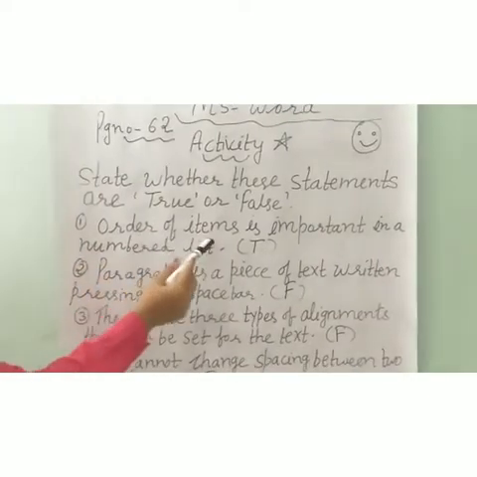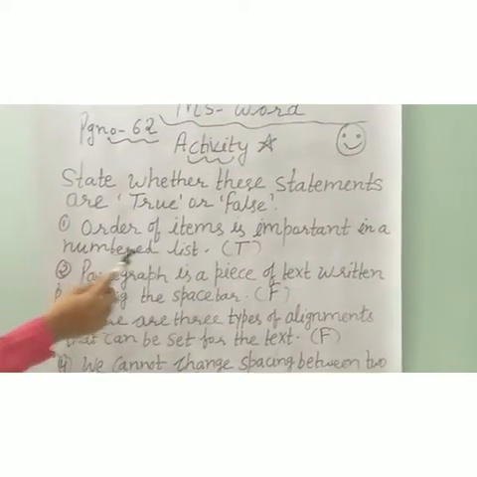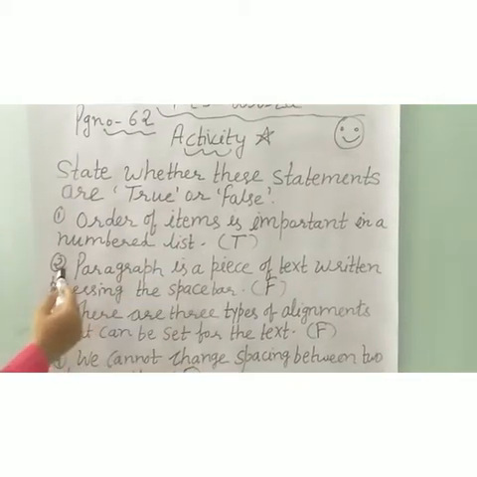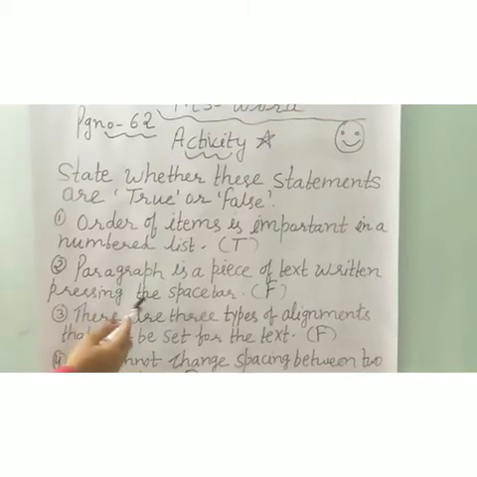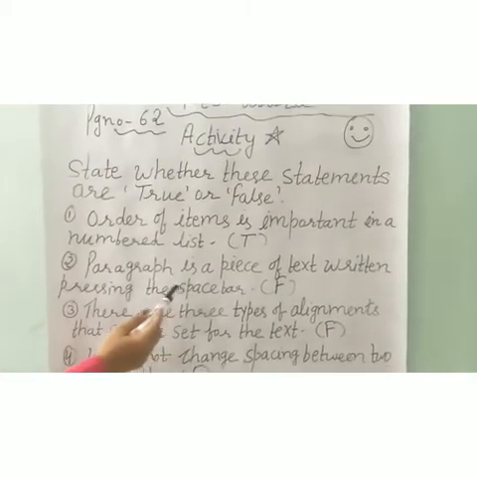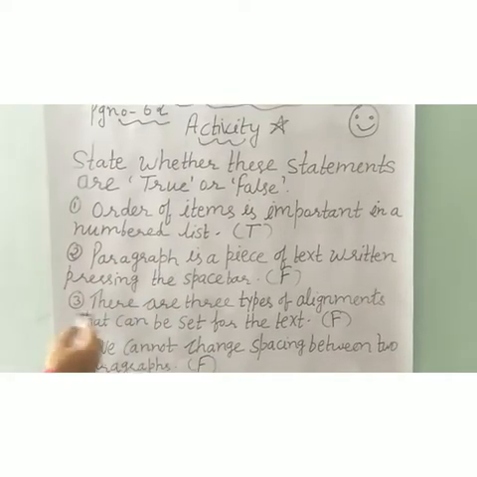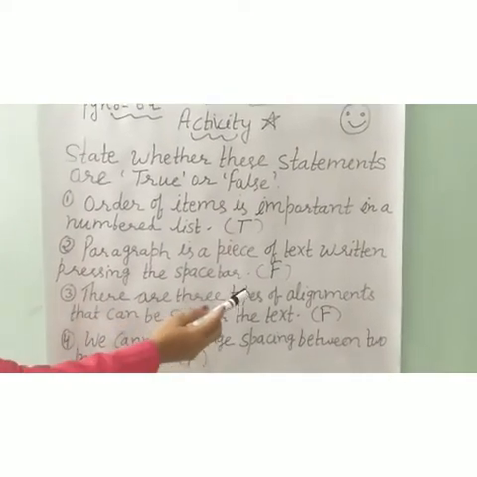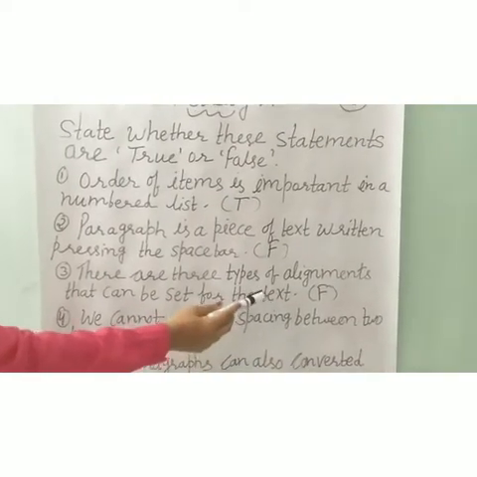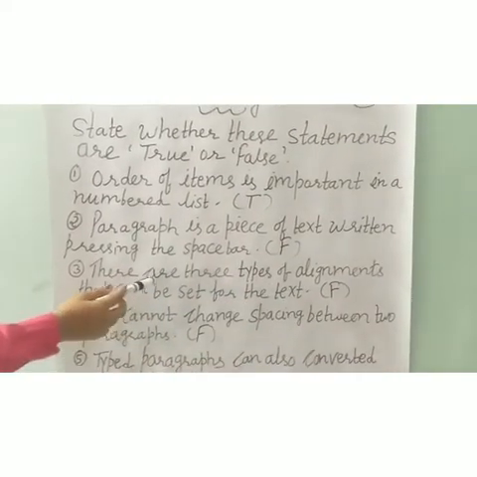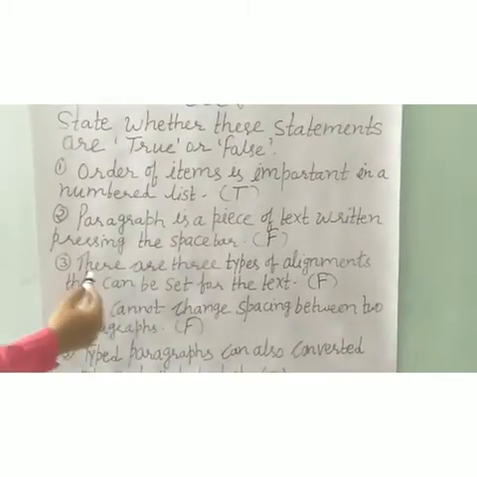Students, order of items is important in a numbered list. Yes, it's true. Next, second: a paragraph is a piece of text written by pressing the space bar. No, it's false. It's not a piece of text. Third, there are three types of alignments that can be set for the text. False. It's false because there are four types of alignments: center, left, right and justify.